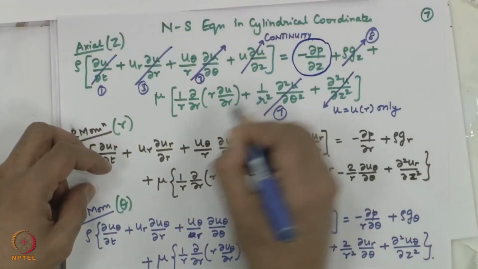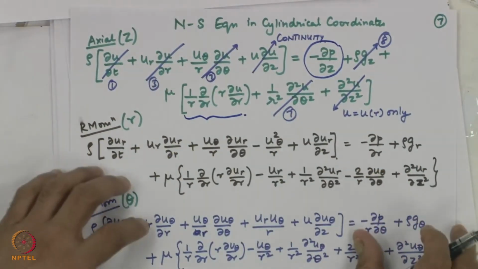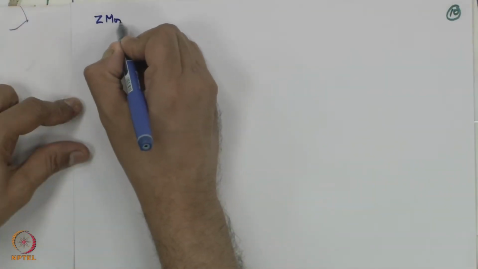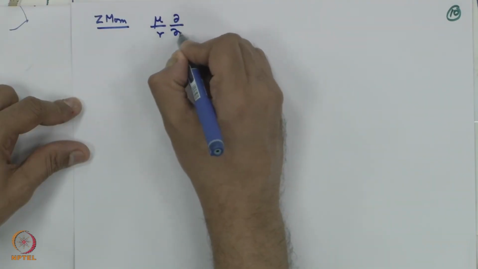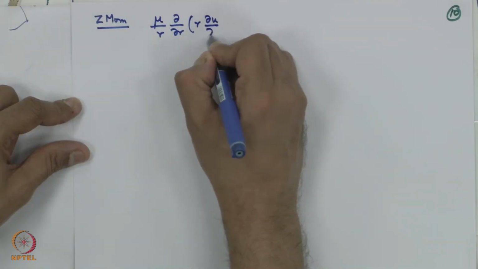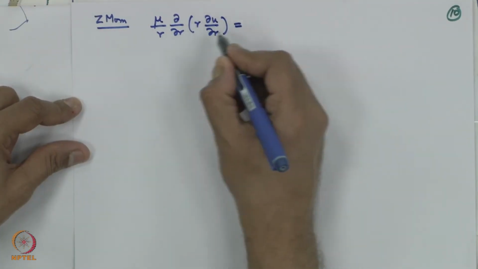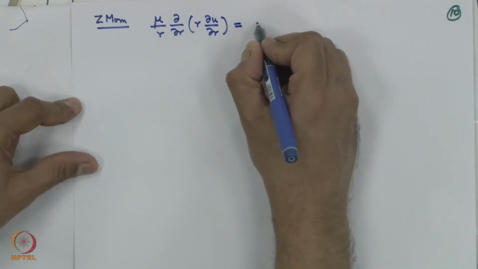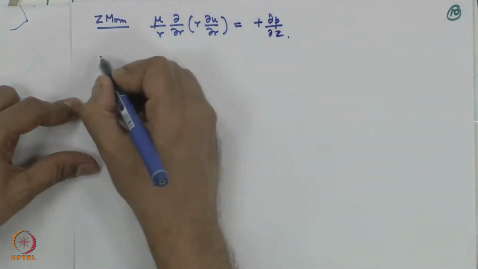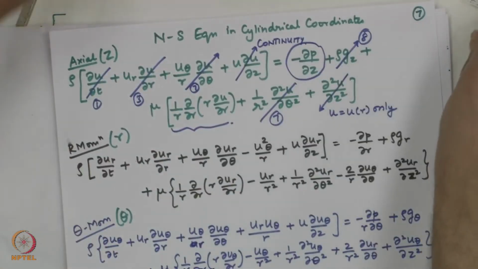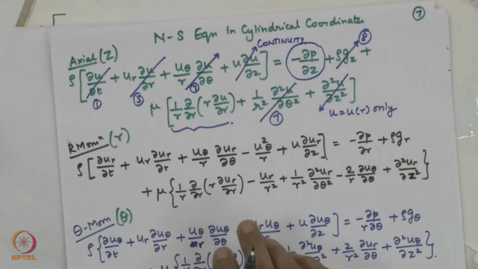The axial momentum equation from here has a pressure term and a viscous term. So, the z momentum equation simplifies to the following: mu by r d by dr of r du by dr is equal to, there was a minus sign there, when you bring it to the other side it becomes plus dp by dz. Then next we are going to look at the r momentum equation.